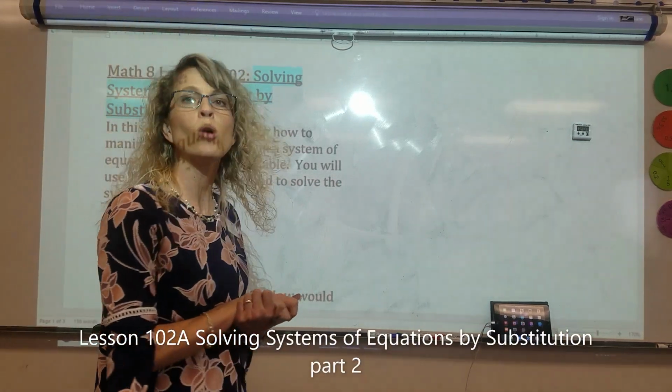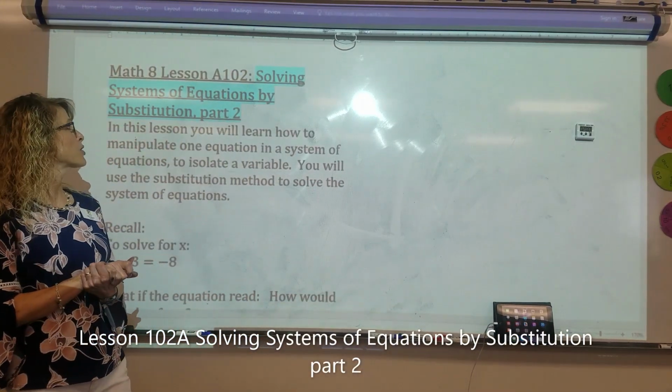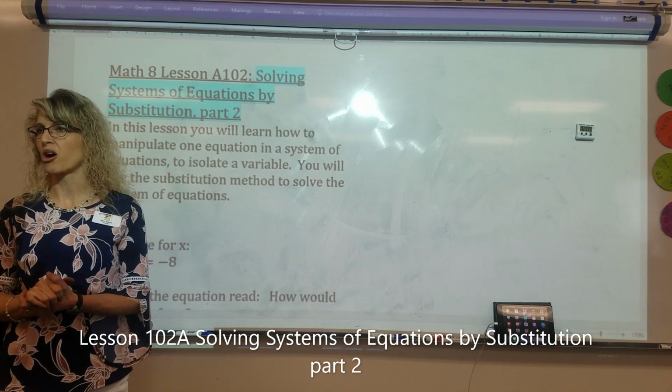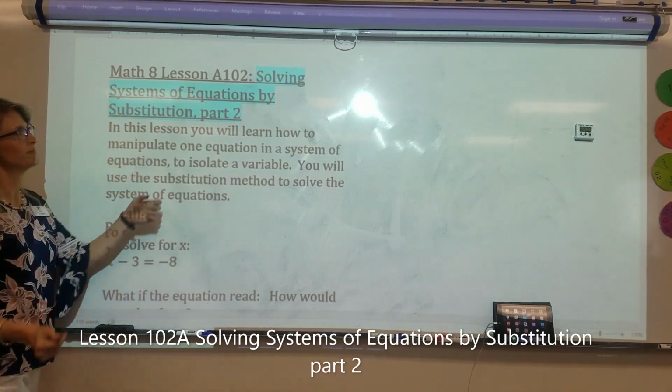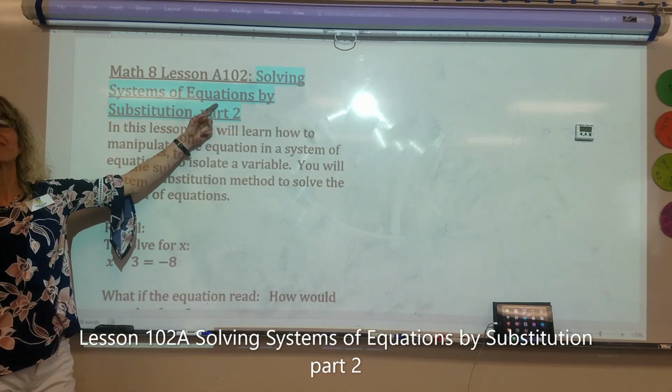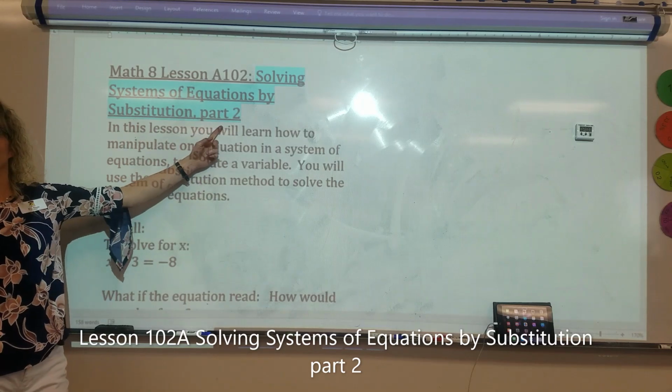Today's lesson is L102. We're going to solve systems of equations by substitution, part 2. What's our objective? Get ready? Solving systems of equations by substitution, part 2.